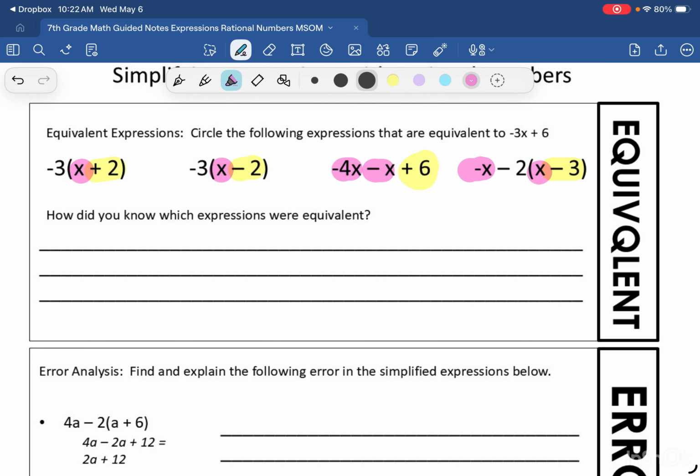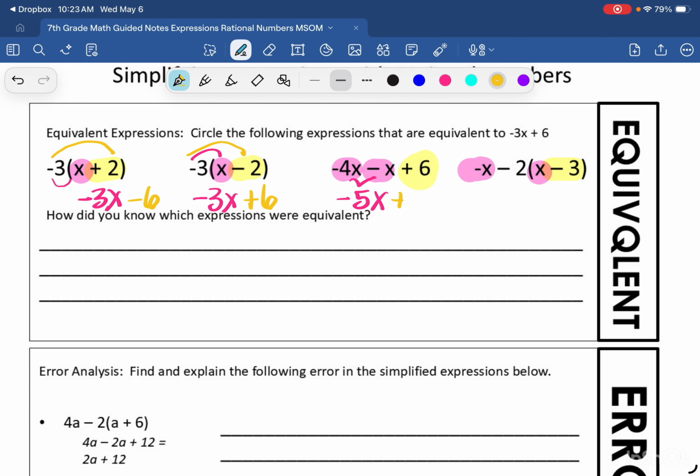Okay, let's go through and simplify. Looks like on a lot of these I'll be using the distributive property. So I have negative 3 times x is a negative 3x. Then I have a negative 3 times a positive 2, which is a negative 6. Next question, I have a negative 3x right here. And then I have a negative 3 times a negative 2, that's plus 6. Next question, I have a negative 4x minus x, which is a negative 5x. Then I have my plus 6.